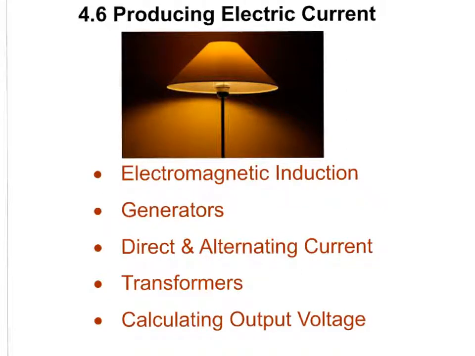Hello and welcome to our video about producing electric current. Since we now know what electromagnets are, we're going to talk about electromagnetic induction and generators. We're going to review a little bit about direct and alternating current. We're going to look at what transformers are and how we can calculate the output voltage in transformers.